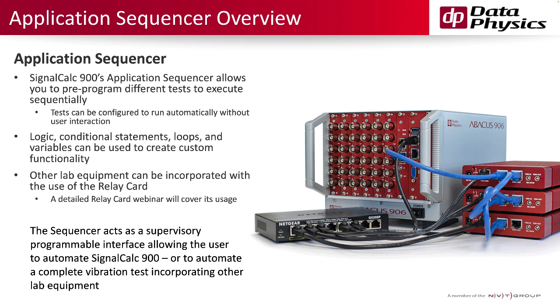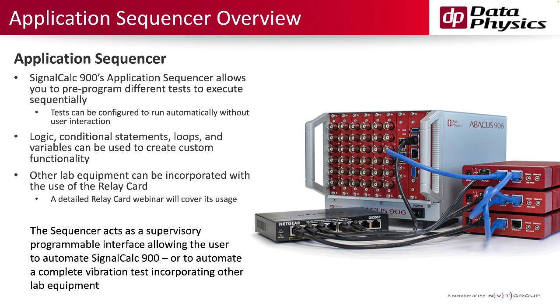So overall, the sequencer acts as a supervisory programmable interface to allow you to program our software. On one level, you're programming a particular sine profile or a particular random profile to run. The sequencer lets you create a supervisory sequence on top of those random or sine or shock profiles and lets you sequence them and automate them, along with the ability to automate other lab equipment through the relay card.